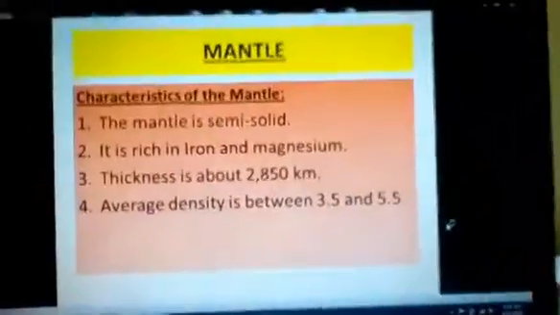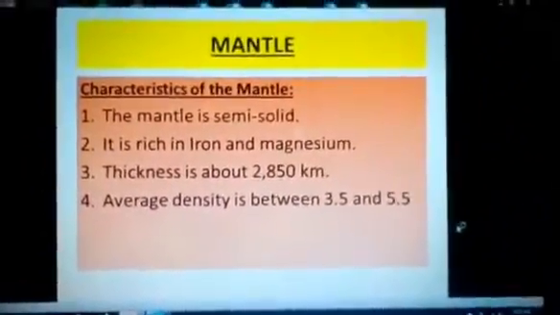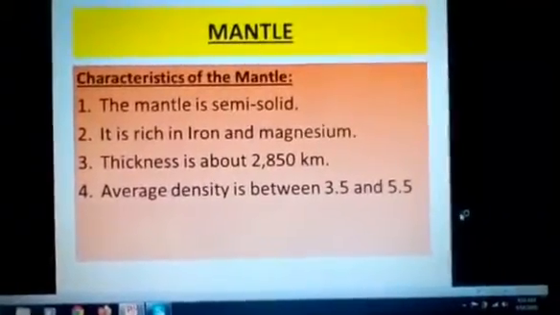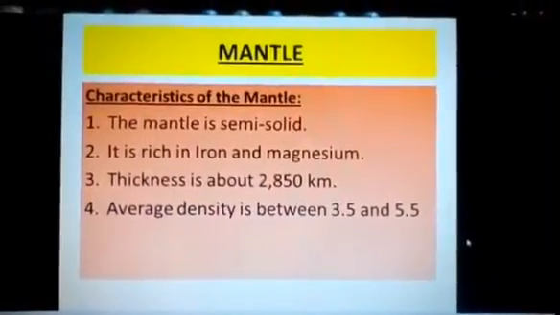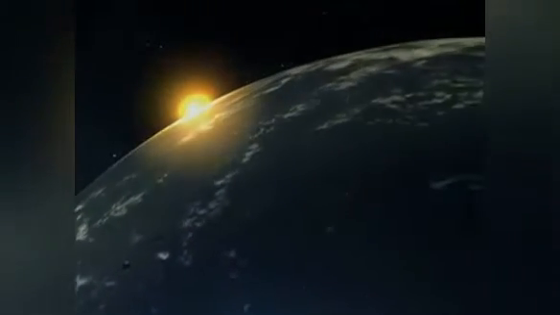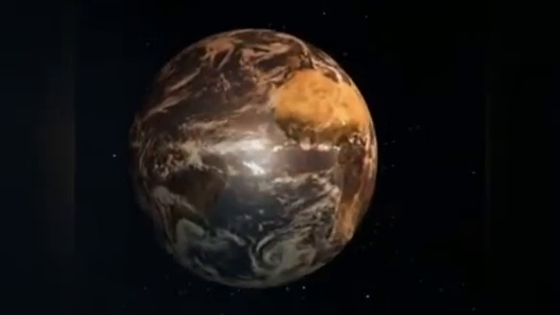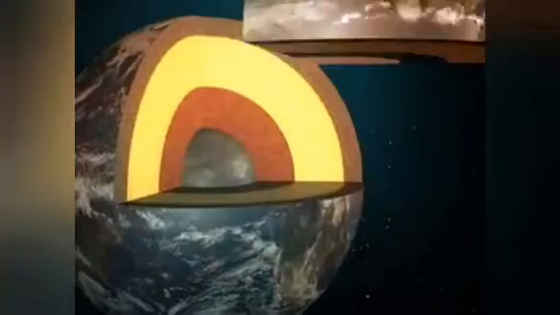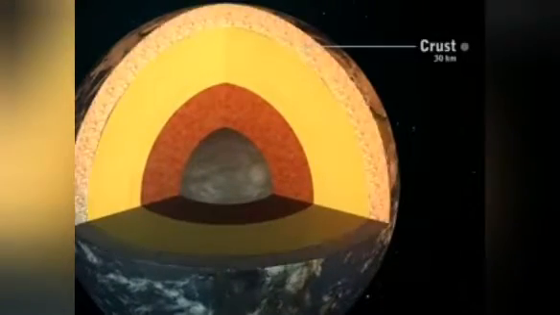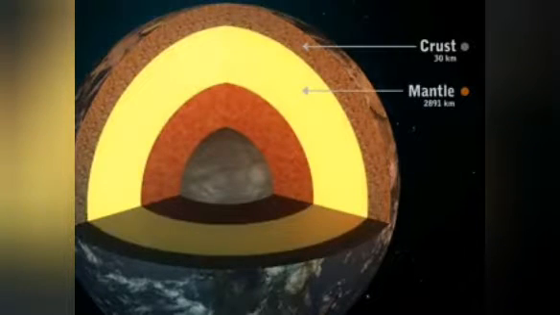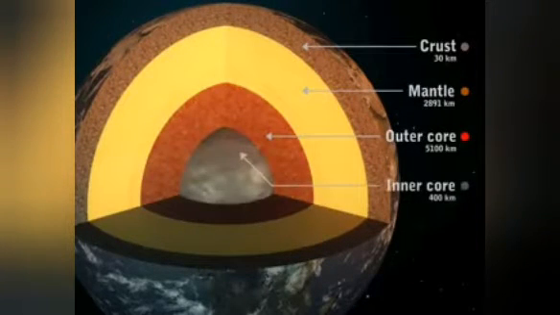Let us now learn the characteristics of the mantle. The mantle is semi-solid. It is rich in iron and magnesium. Its thickness is about 2,850 kilometers and the average density is between 3.5 and 5.5. Rocks and water bodies. But what about the inside of the Earth? If we were to take a look at the Earth's interior, we would see that the Earth consists of 4 layers. They are the crust, the mantle, the outer core, and the inner core.